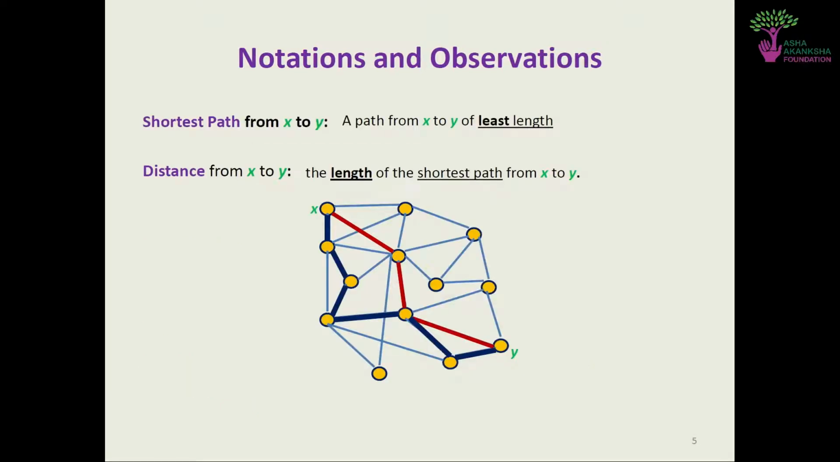Here are some notations. The shortest path from x to y is the actual path. In this case, you can see the red line here, going from this x point to this vertex, to this vertex, to this vertex. So this is the shortest path from x to y. But then there is the distance from x to y. Distance is the length of the shortest path. So the distance from x to y is 3 in this case, because the total number of edges is 3. That is the difference between distance and path: distance is the actual length, and the path is the route we follow to get to y.